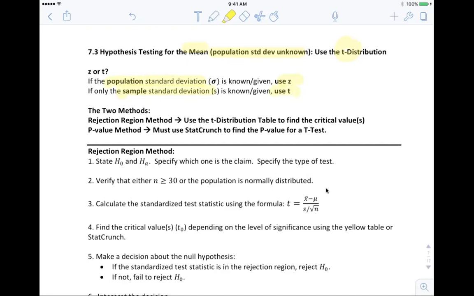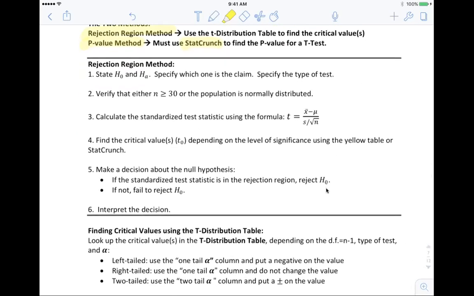There are two methods, just like before. We have the rejection region method, which we'll do first because you can use the table for that method. And then the p-value method, you have to use StatCrunch, so we'll do that last. So probably the preferred method in this section will be rejection region, okay? Otherwise, the steps that you take are mostly the same.